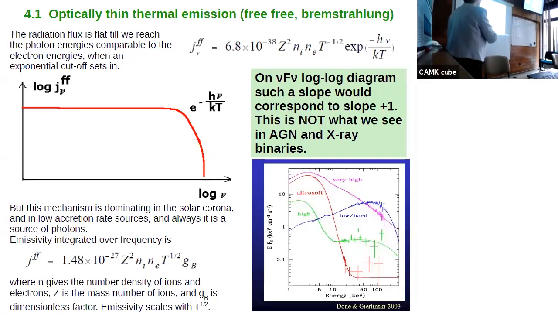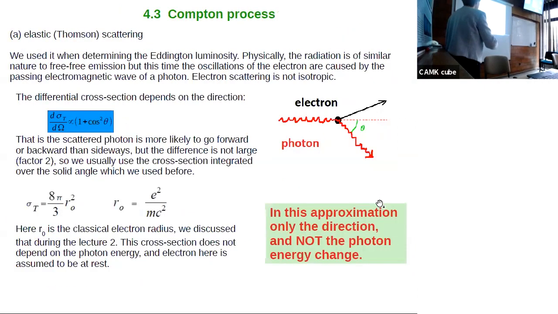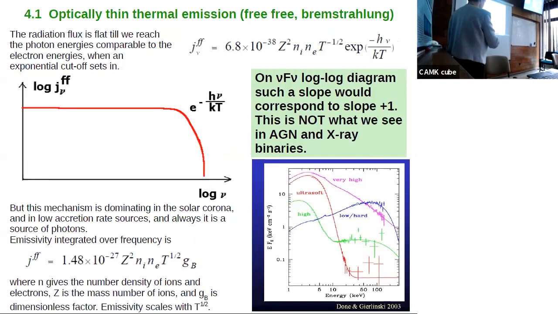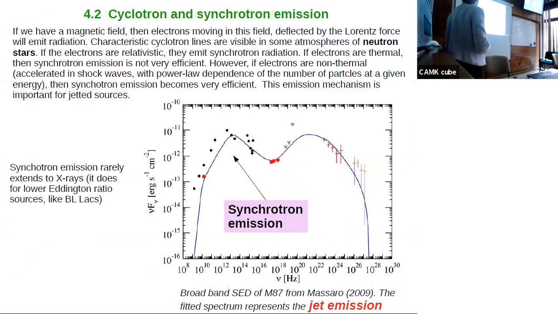On the other hand, if we look at the previous plot, does this solve our problem? And the answer immediately is no. Because if this is flat in nu F nu... if it is flat in F nu, then in nu F nu the slope on a log-log plot should be plus one. On the other hand, if you look at this plot here, you have two orders of magnitude between 1 and 100, and here you have less than an order of magnitude. So Bremsstrahlung would give you a slope like this. So this is not Bremsstrahlung.